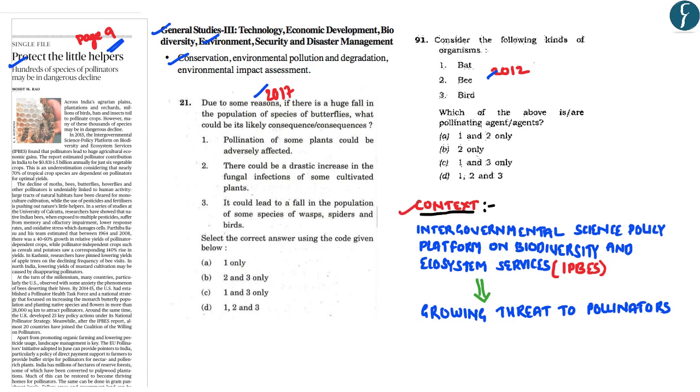Now this particular article is based on a report published by the Intergovernmental Science Policy Platform on Biodiversity and Ecosystem Services, which highlights that the pollinators across the world are facing growing threat due to human activity.